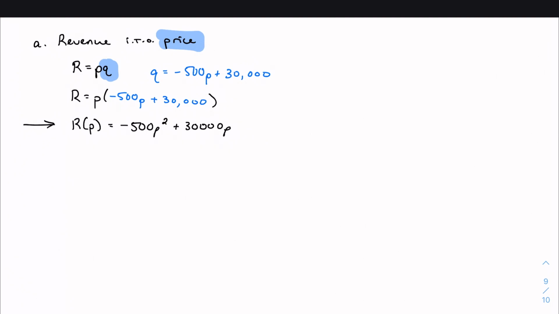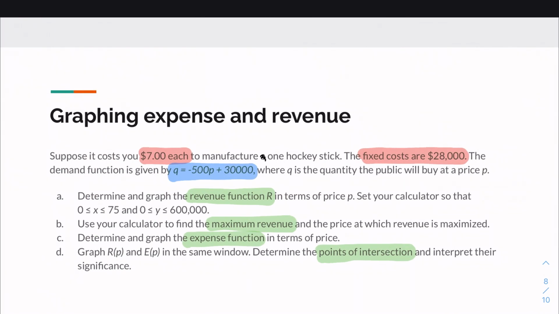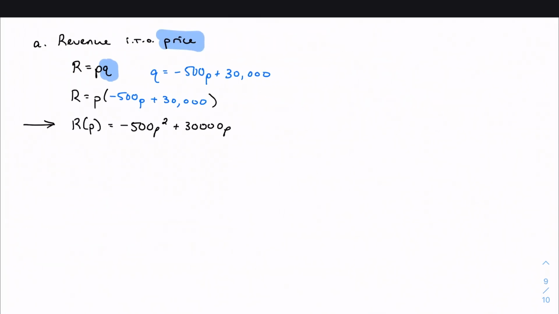Done. Well, the next thing I wanted to do was graph it on my calculator, and I give you a calculator window, and that's because in order to figure out this calculator window, you'd actually have to do part B by hand. So in order to save the time, I'll always give it to you. So we're going to use our calculator to find the maximum revenue.